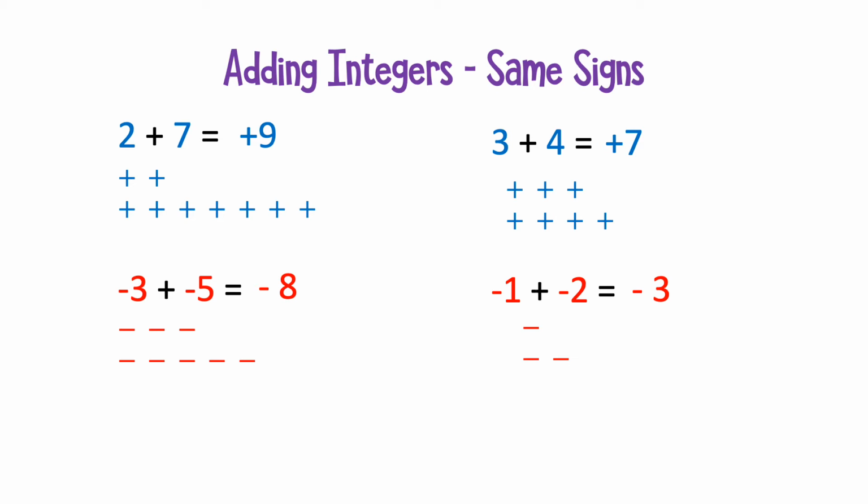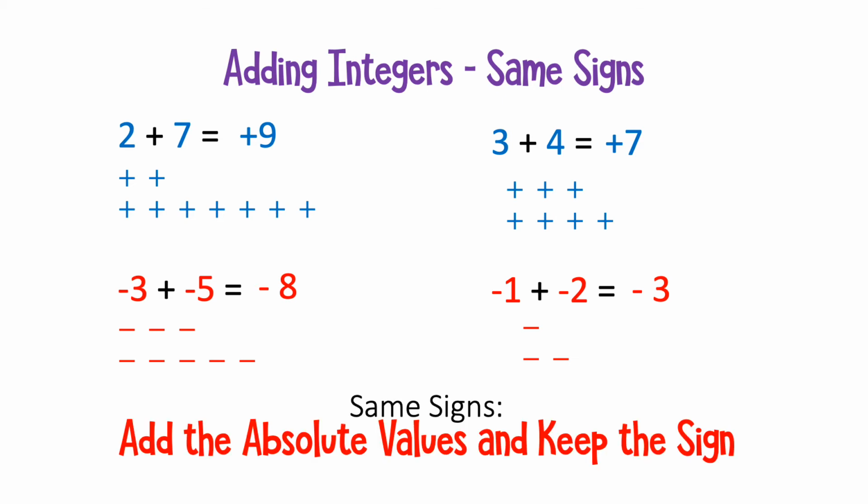So if we are going to be doing addition with integers that have the same sign, we're going to add and keep the sign. So we add the absolute values and keep the sign.